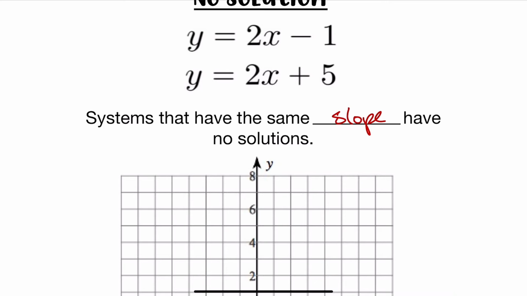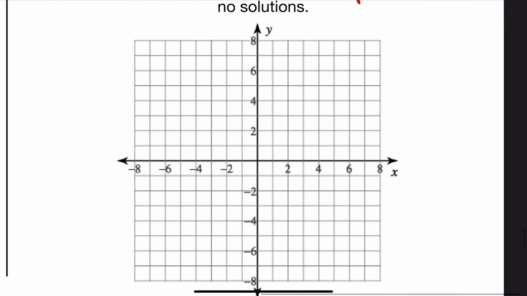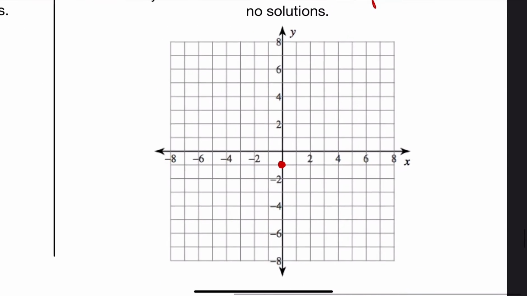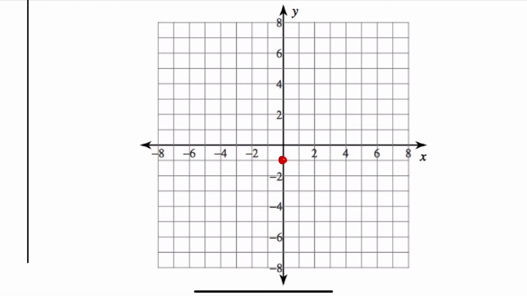So we got 2x minus 1 first. So I'm going to start at minus 1 right here. And then I'm going to go with my slope. That was 2. So I'm going to go up 2 over 1. Again, up 2 over 1, until we have the whole thing. All right, draw my line. Boom. Okay, one line.